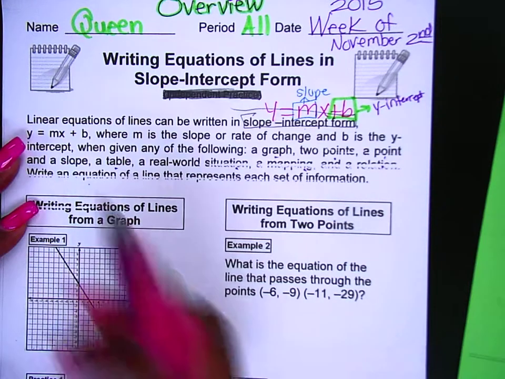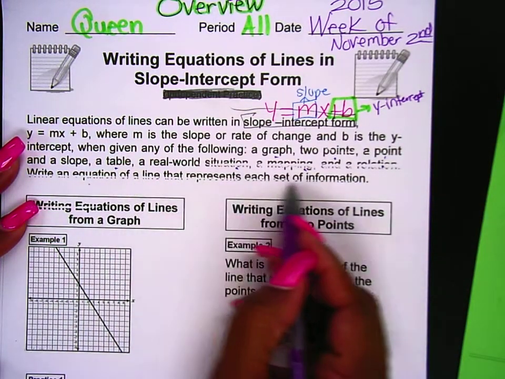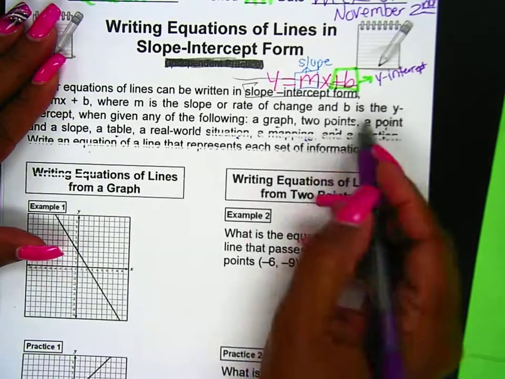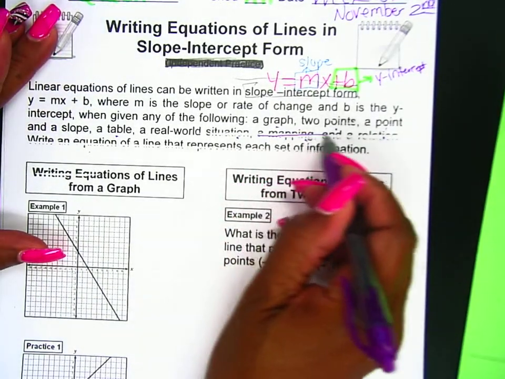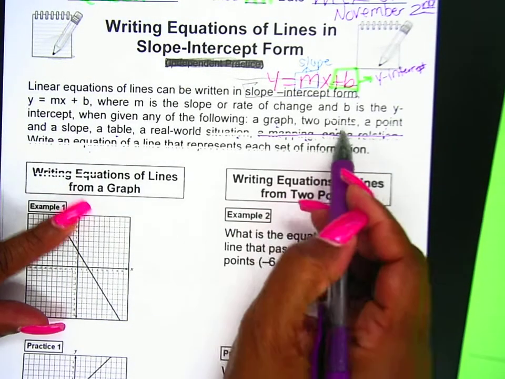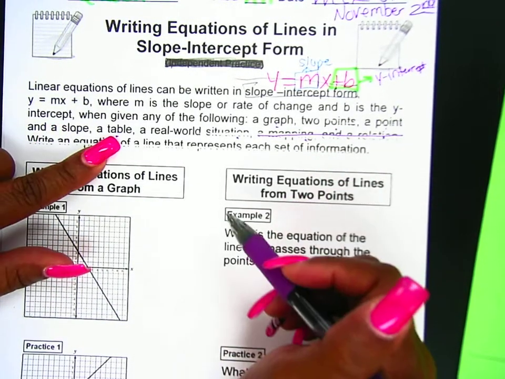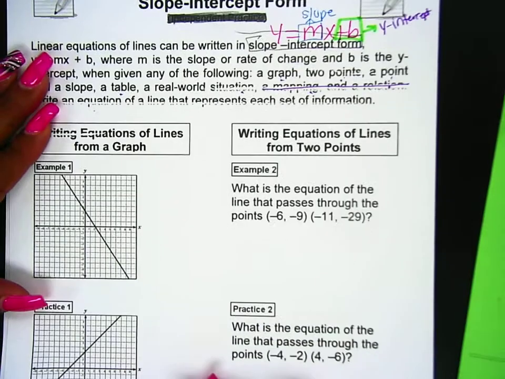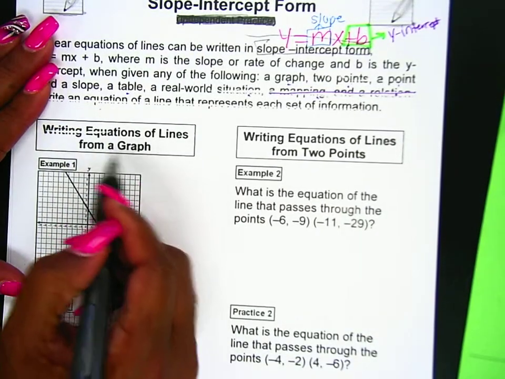Okay? You're going to write the equation of a line that represents each set of information. So here we go. Now mapping, I'm not going to do this part right here, the mapping and the relation. I'm only going to do a graph, 2 points, a point and a slope, and a table and real world situation. So let's start this. So example 1 is write equation of lines from a graph.